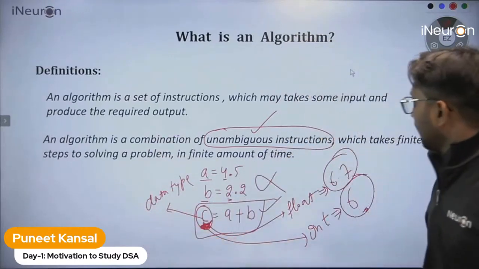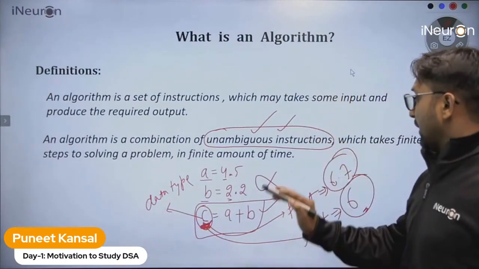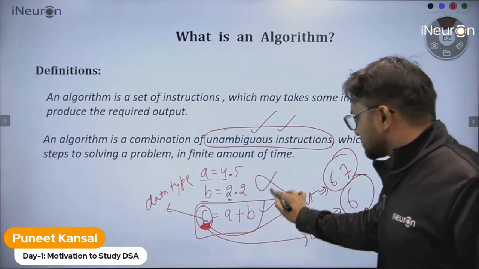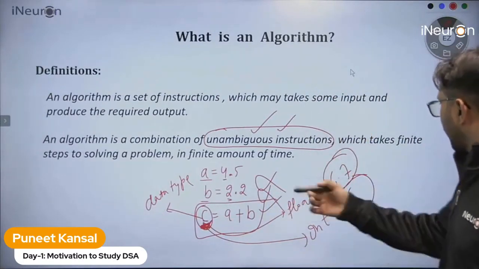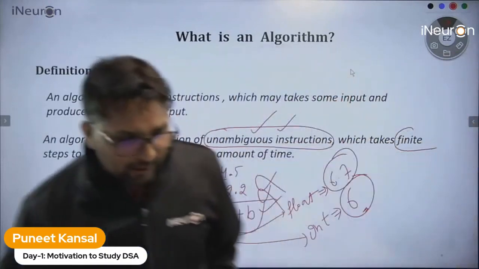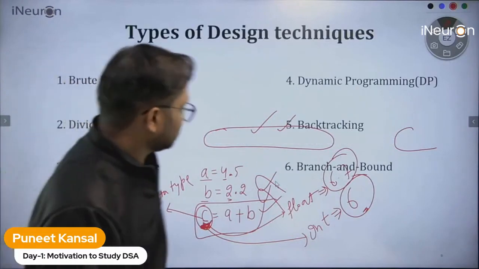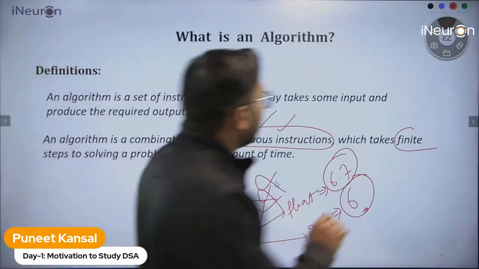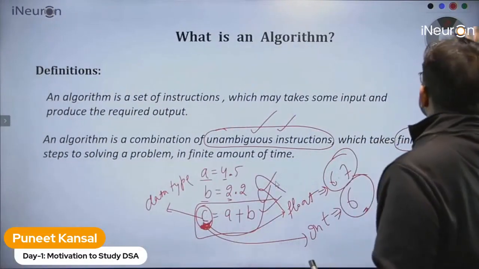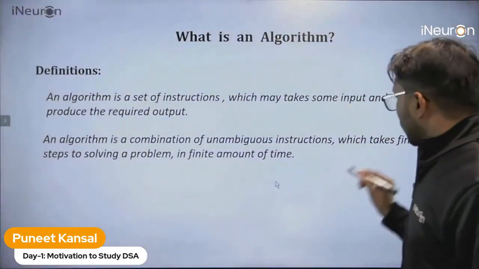Fine. So one thing is clear about the property: the instruction should be unambiguous. This type of instructions are not allowed. Let's move to the next properties. Let me take another example. Let me erase the board first, and talk about the other properties.